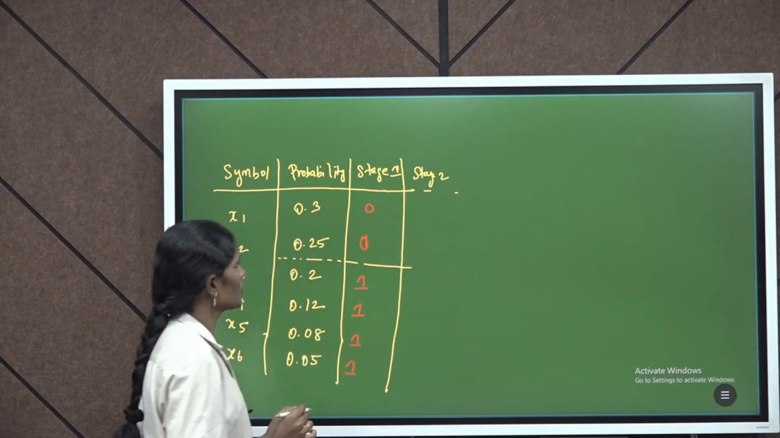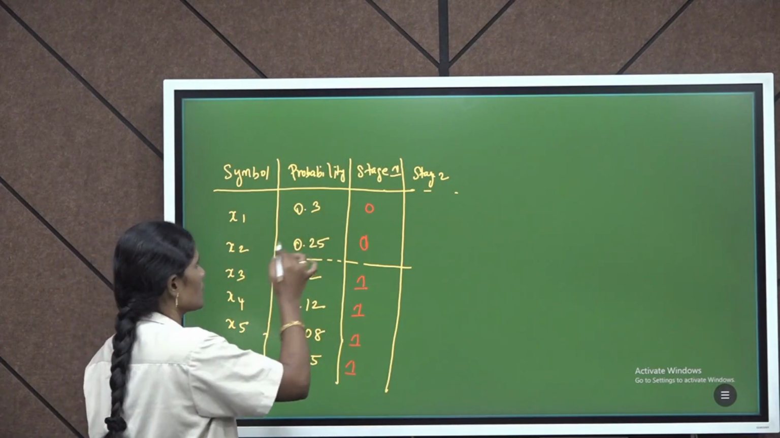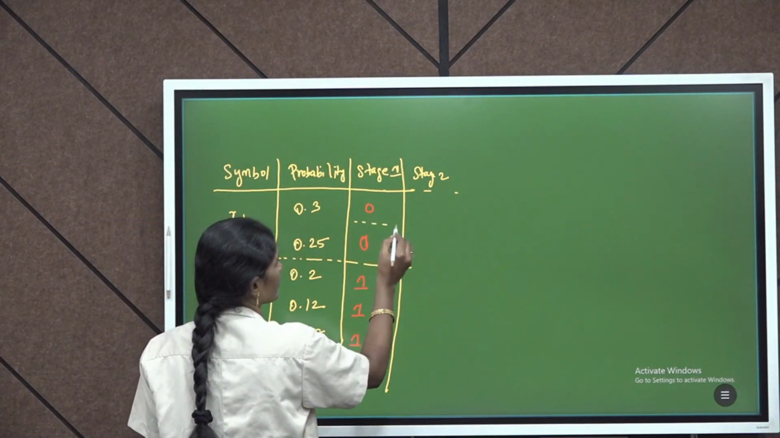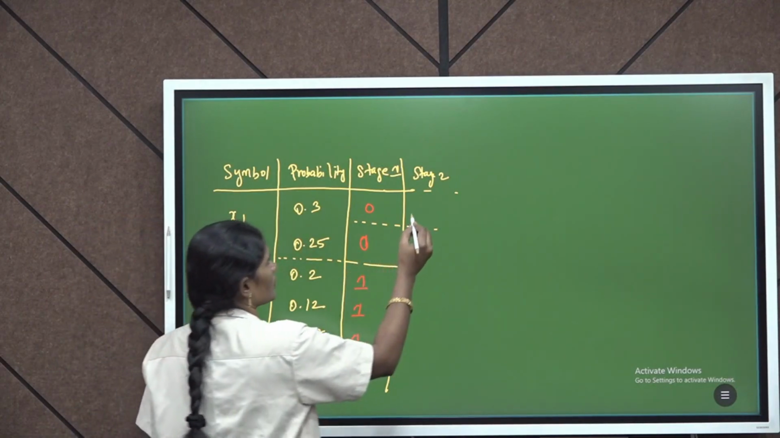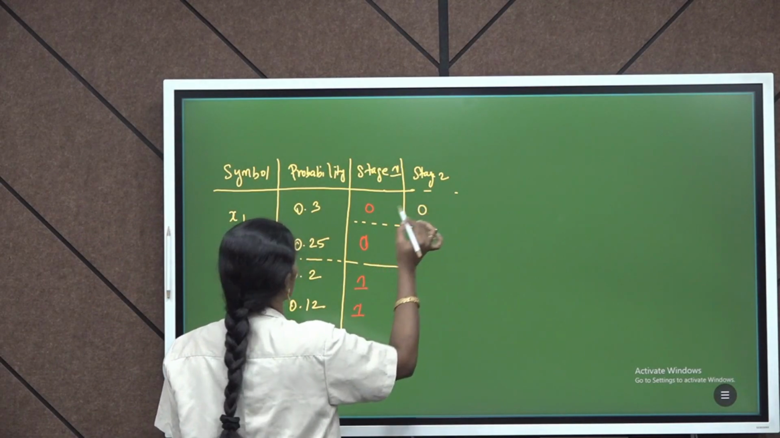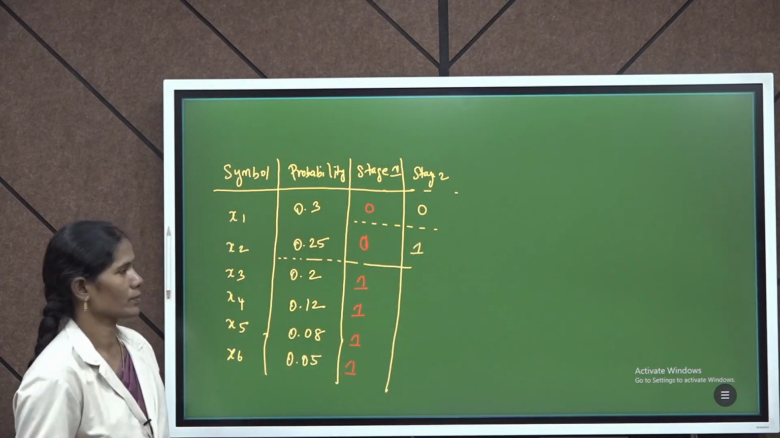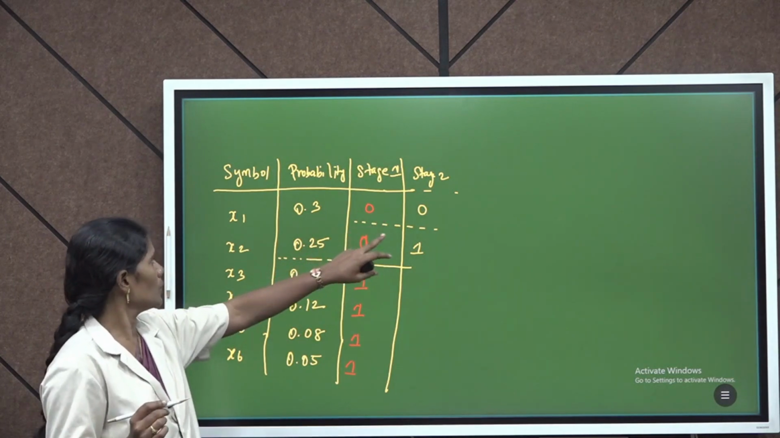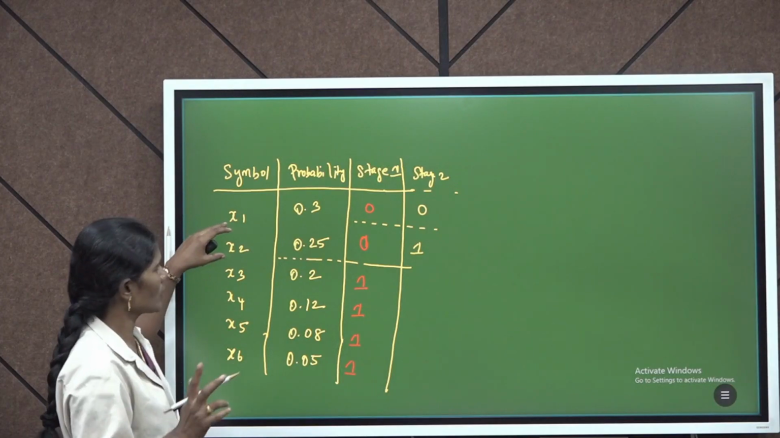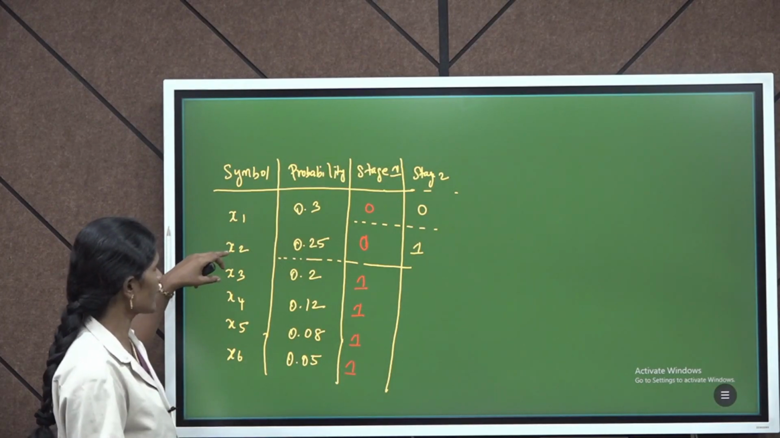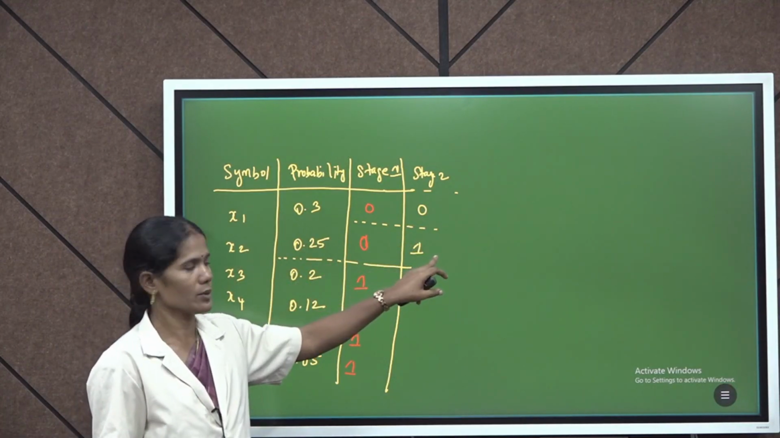In stage 2, the upper portion is again subdivided into 2 teams. x1 is the upper portion and x2 is the lower portion. So we assign 0 to x1 and 1 to x2. Here x1 is a single team and x2 is also a single team. x1 has the code word 0 and x2 has the code word 1.